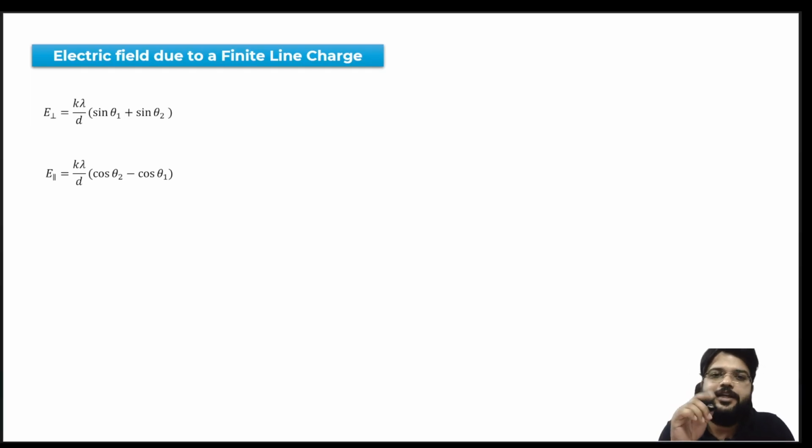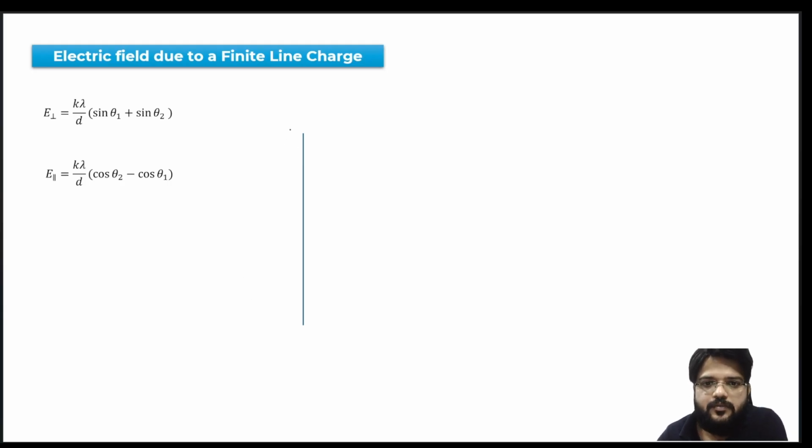Let's see the next topic, everyone: electric field due to a finite line charge. So we have one finite line charge, and let's suppose on this rod we have a positive charge with charge density lambda. And we have one point P here. At this point P we want the electric field due to this rod.